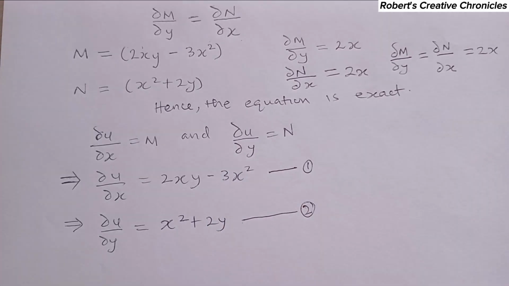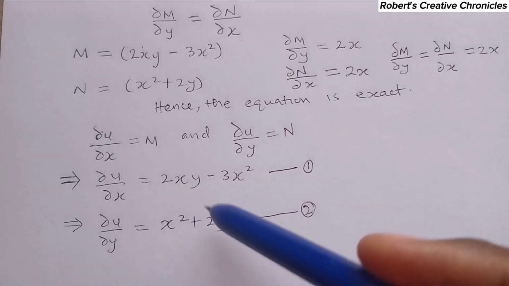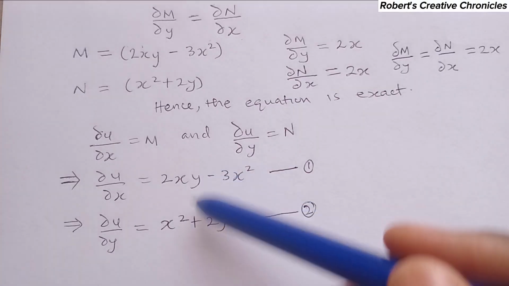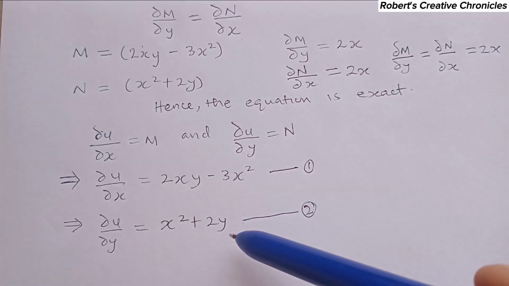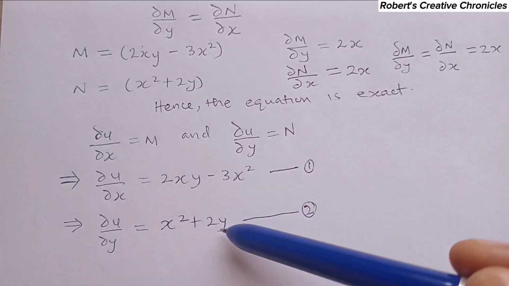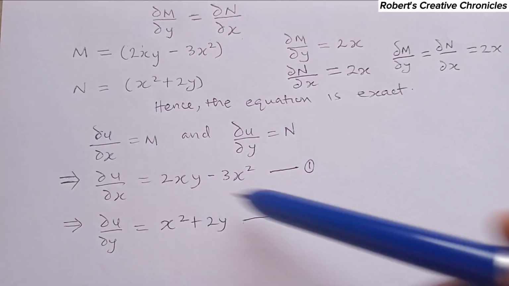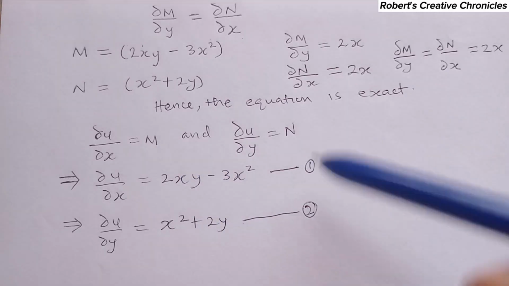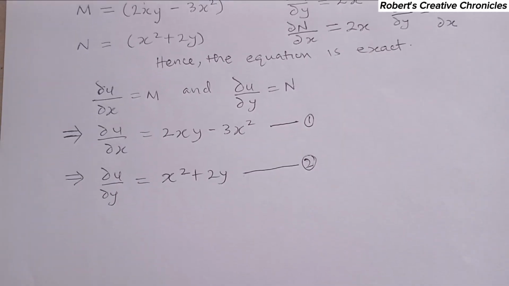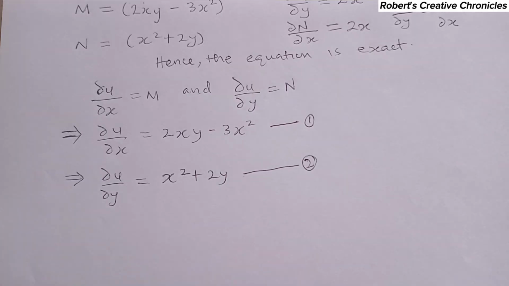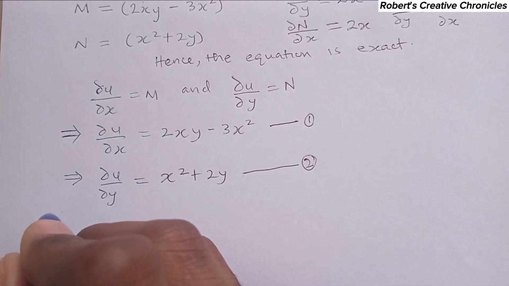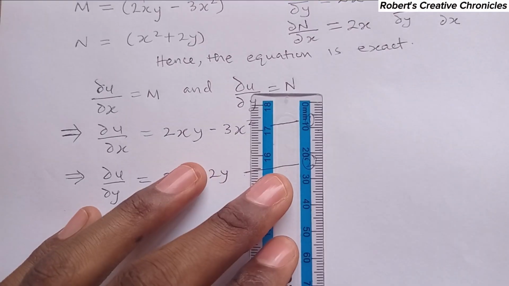From this step, there are two ways you can solve this exact differential equation. You either use equation 1 or use equation 2, depending on the one you want. I will start by using equation 2, and then in the other step I'll use equation 1, so I'll show you the two ways. So let's use equation 2. We will integrate equation 2 with respect to y. But first, let me draw a border, so I'll show you the two methods.